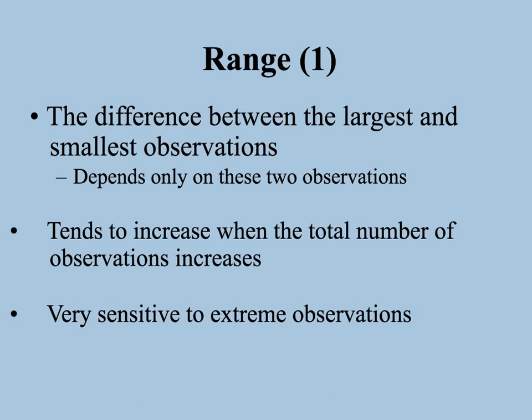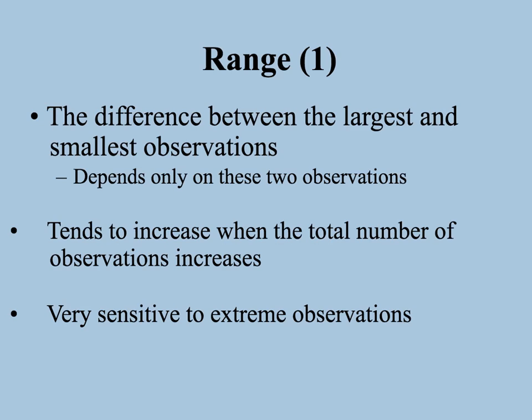The first measure of variability that we're going to discuss is the range. The range is the difference between the largest and smallest observations. To calculate the range, we'll identify the observation with the lowest value and subtract it from the observation with the highest value. While the range is fairly easy to calculate, it does have a few limitations.